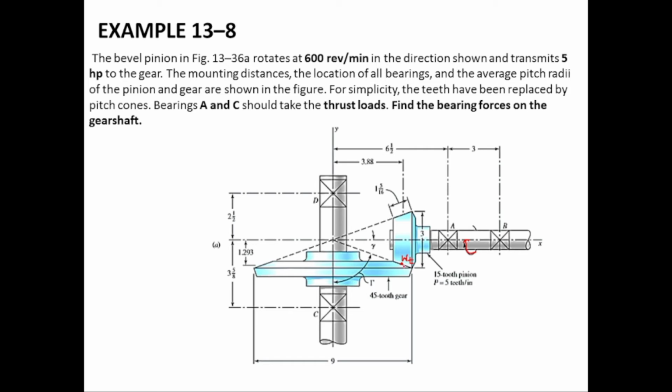WR will be along the radius, and since bearing C is taking the thrust load, the thrust load should be against the bearing C. So WA is in negative y direction. Now let's draw its free body diagram. This is the x-axis, this is the y-axis, and this is the z-axis. Shaft was along the y-axis, so this is the shaft. These are the bearings D and C.